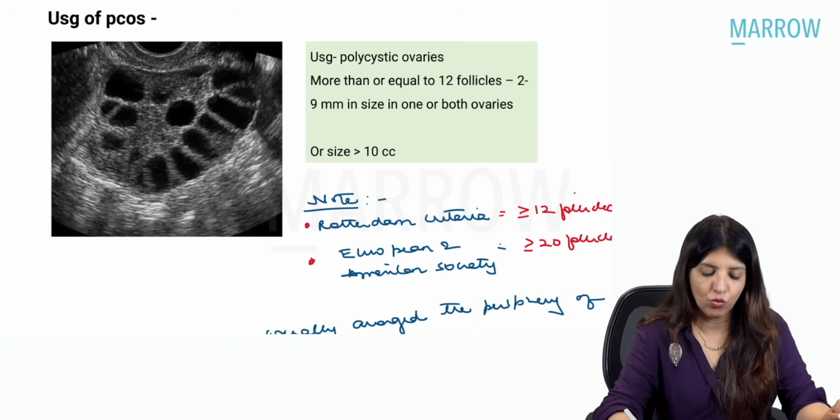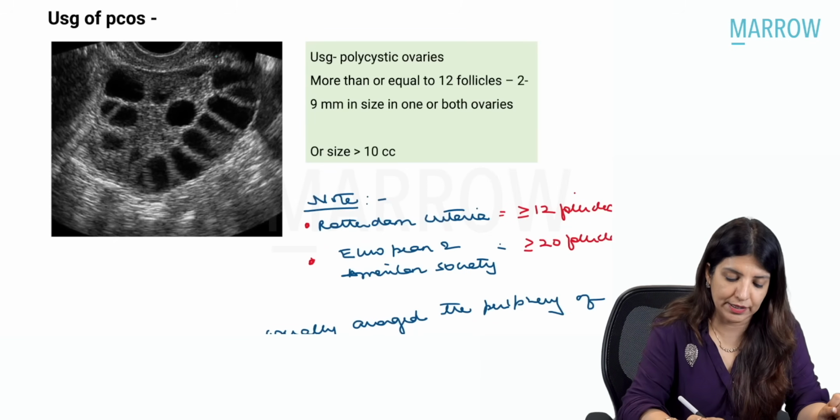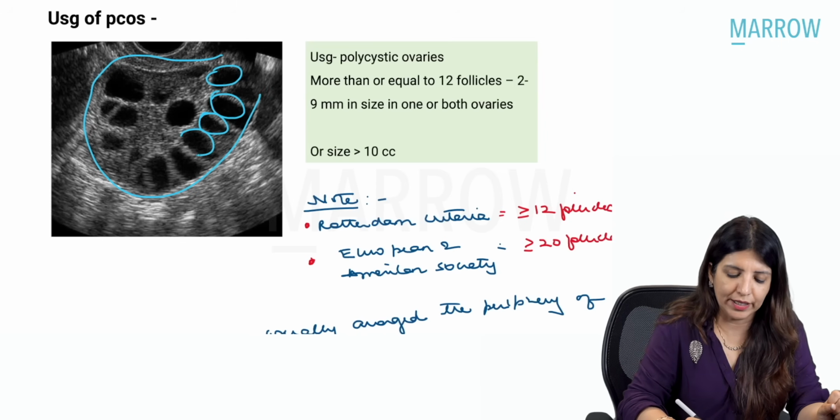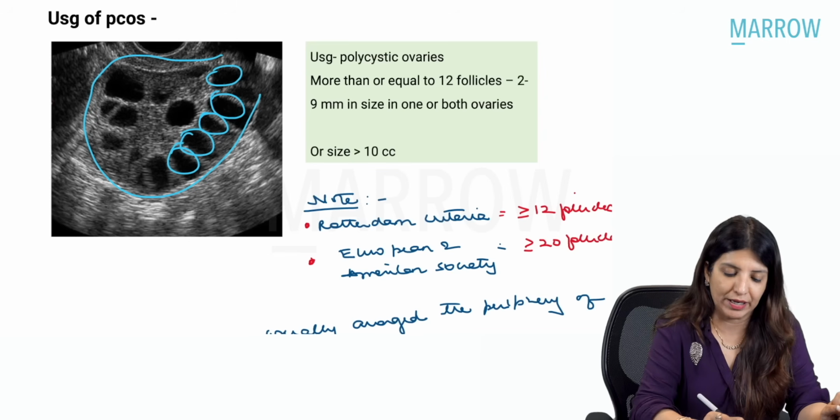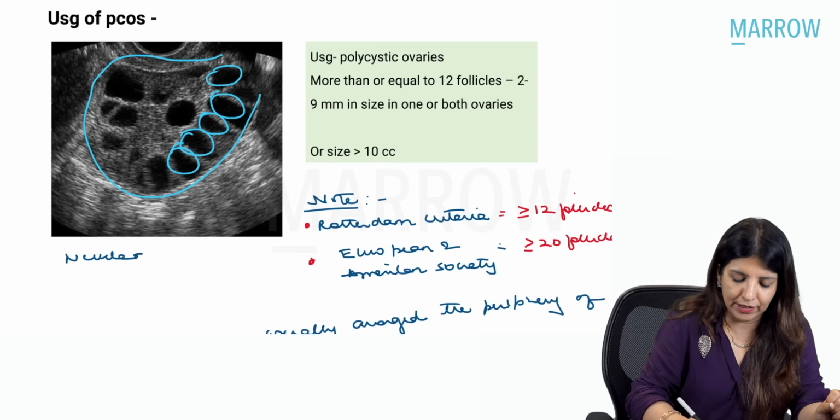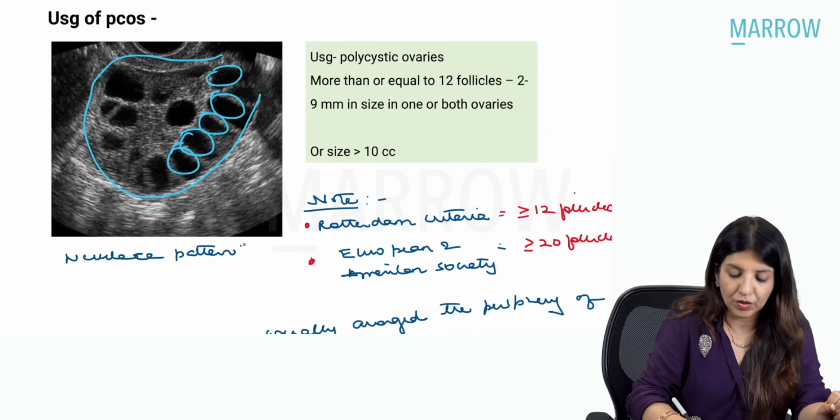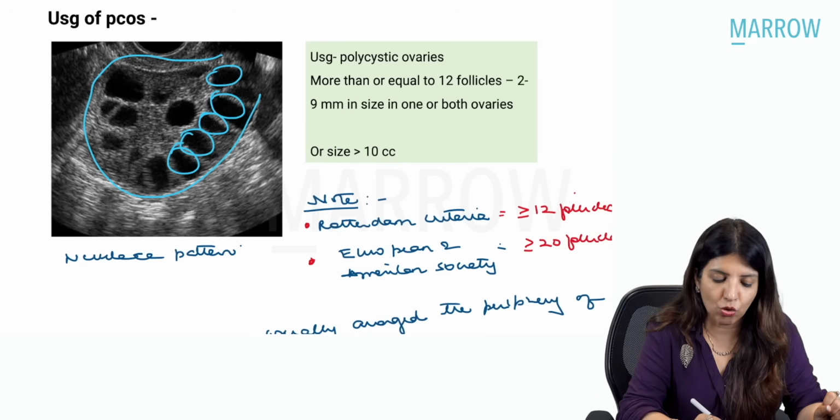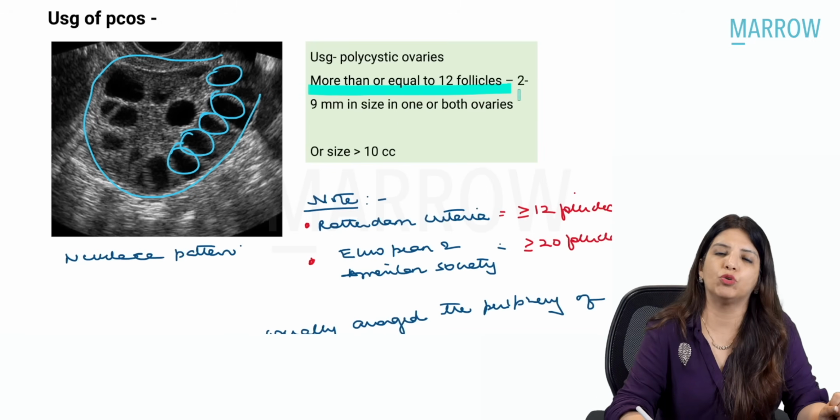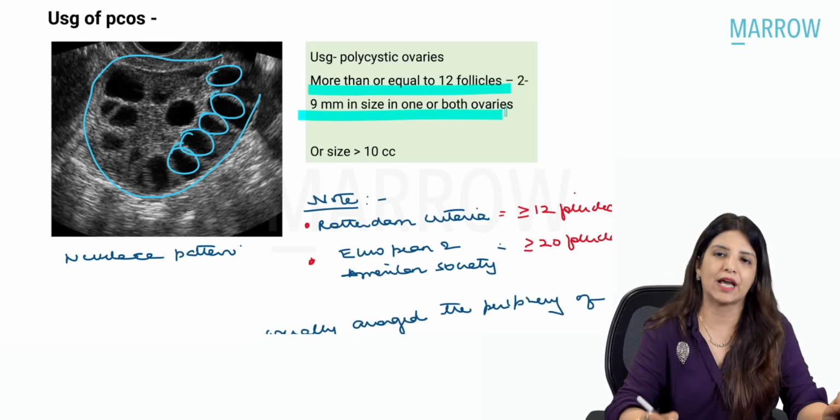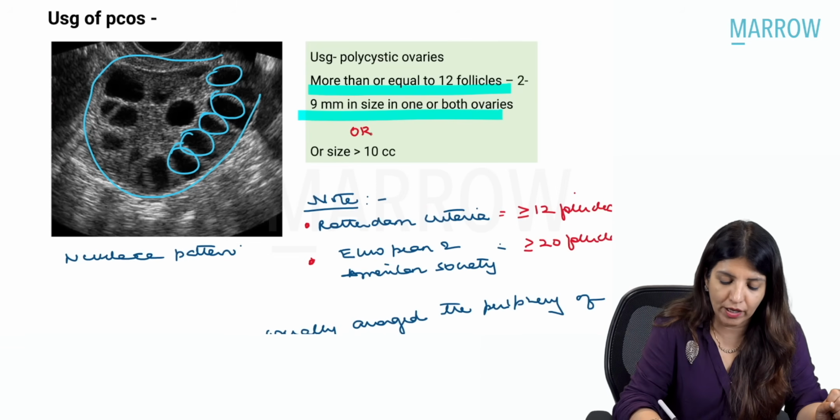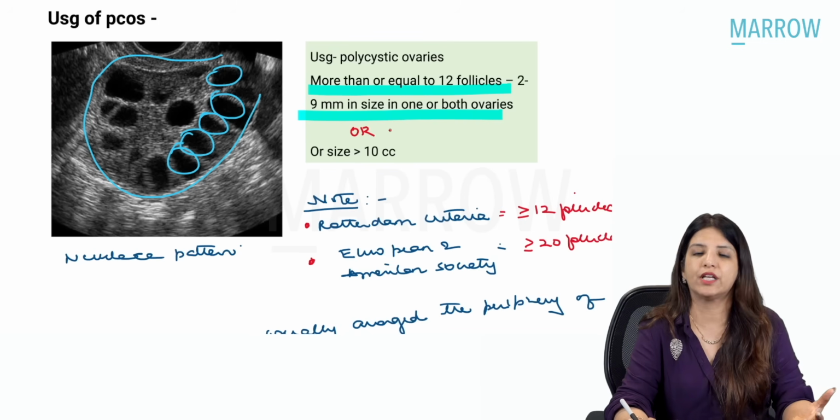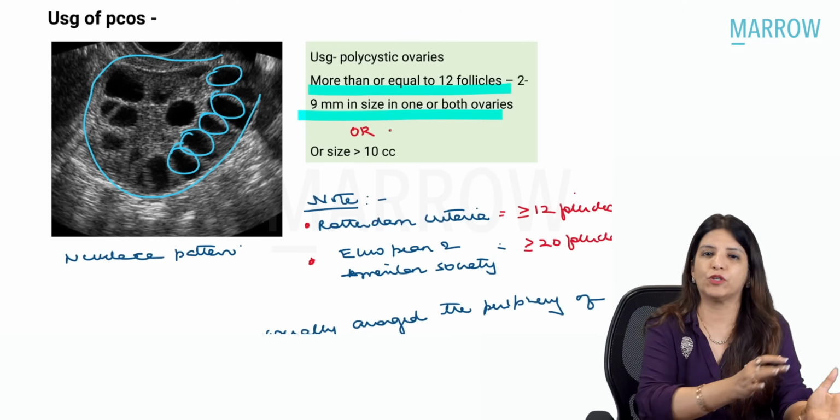Now, this over here, what are you seeing? In this case, you are seeing that this over here is the ovary, and around the periphery of the ovary, follicles are present in a necklace pattern. So this is the necklace pattern, right? And this is an ultrasound of polycystic ovaries. Polycystic ovaries means that there have to be more than or equal to 12 follicles, 2 to 9 millimeters in size, in one or both the ovaries. Or if the size of the ovary is more than or equal to 10 cc, then that is also an ultrasound criterion for diagnosing PCOS as per Rotterdam criteria.